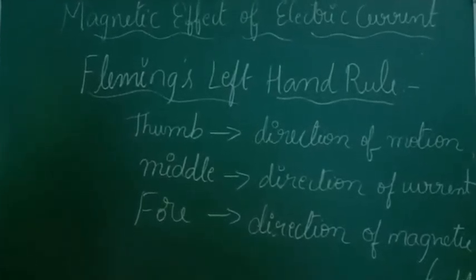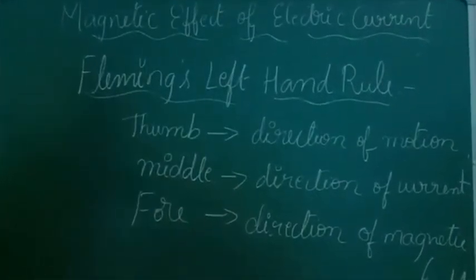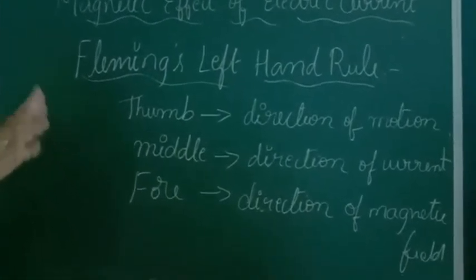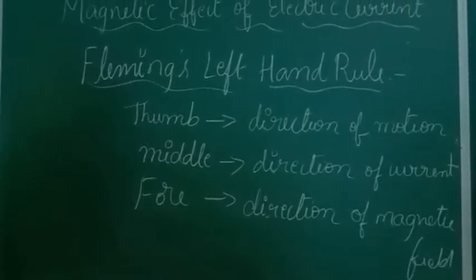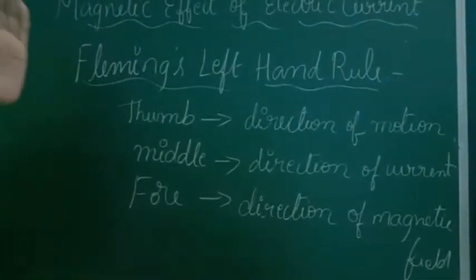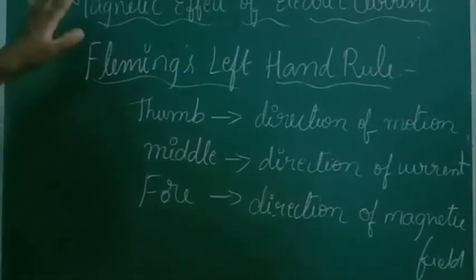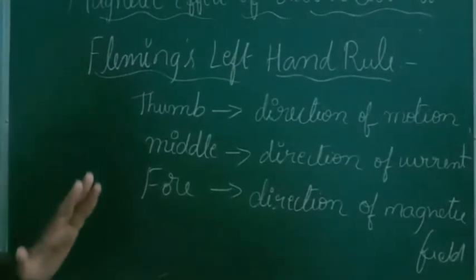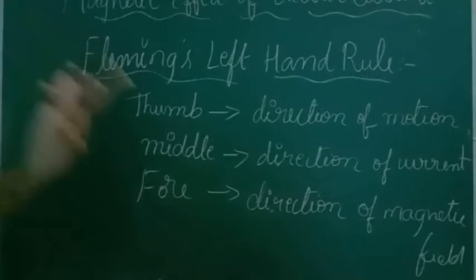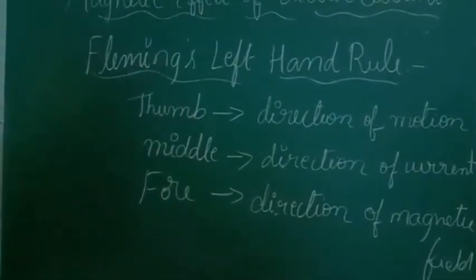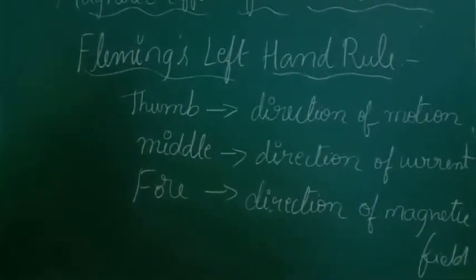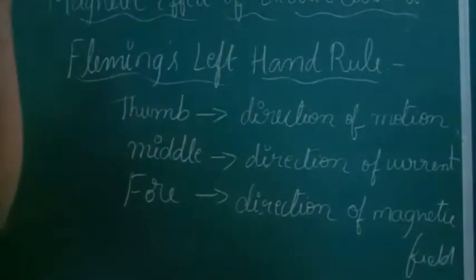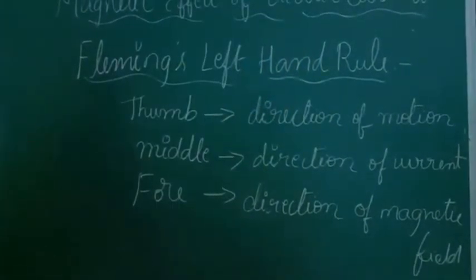Next concept is Fleming's left hand rule. Okay, so if you want, you have to take it down, students. This is a very important question. Fleming is a scientist, especially a physicist. He has given the theory regarding the study of magnetic field lines as well as magnetic force. He has given a rule which can be used with the left hand. So that is called Fleming's left hand rule.